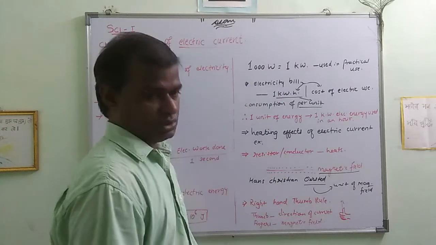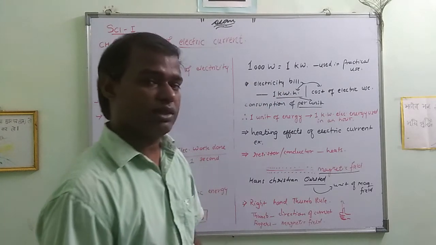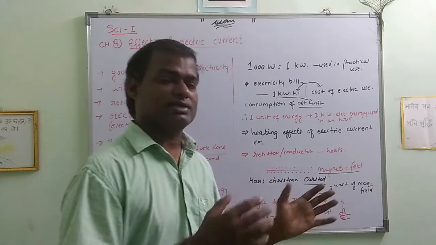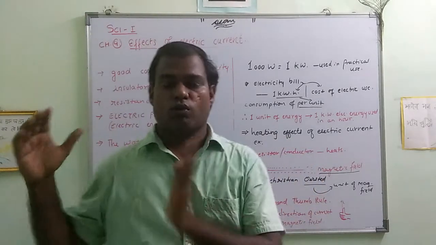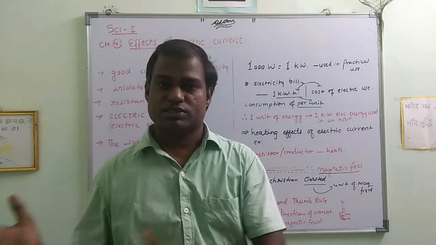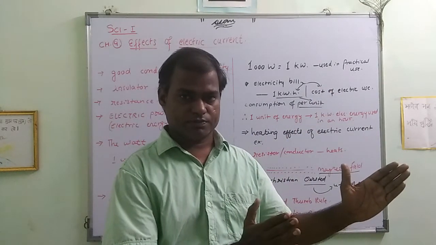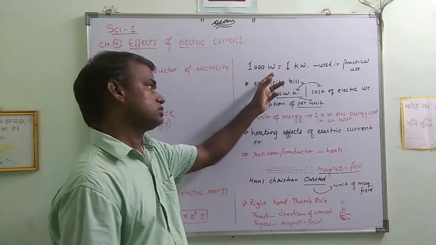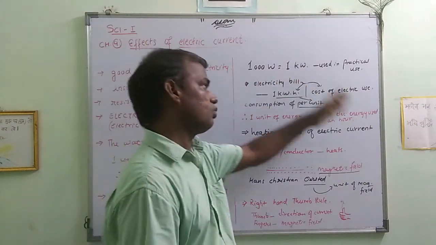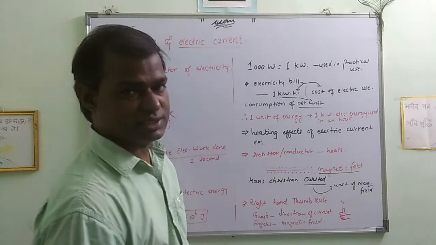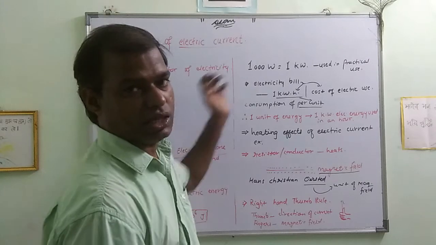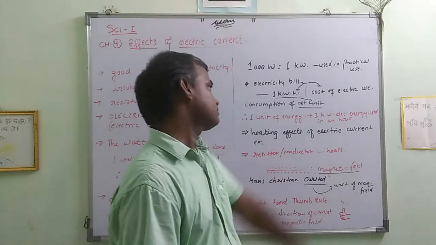Coming further, 1000 watt means how much? 1000 watt means 1 kilowatt. Let's take an example. 1000 gram means 1 kilogram. Clear? So like that, 1000 watt equals to 1 kilowatt. This is how we use the electrical unit energy in our practical life.